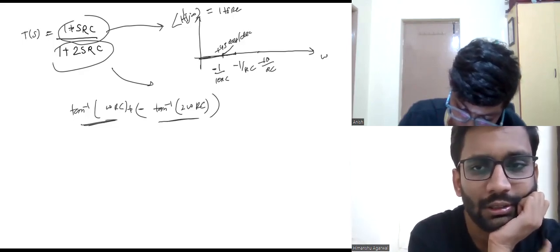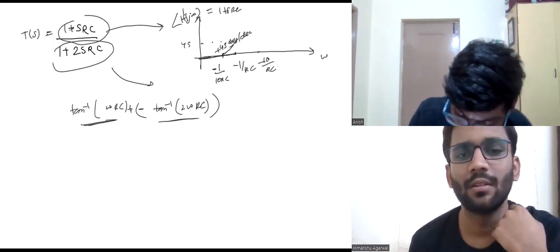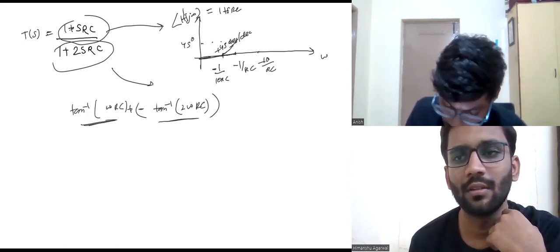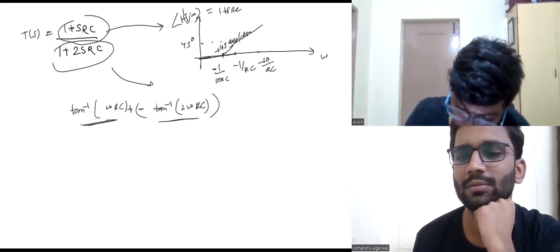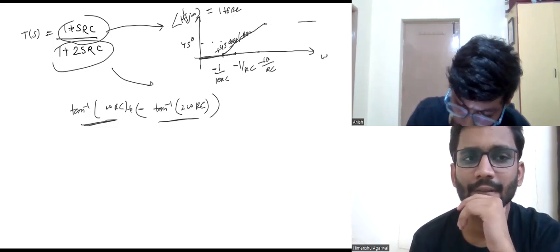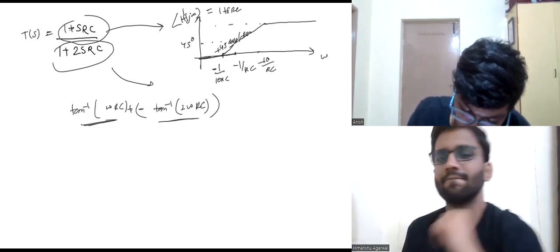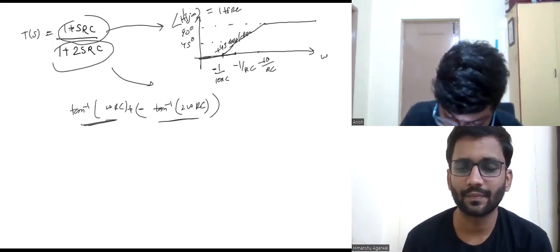Okay. Now at the corner frequency, we will have a phase of 45 degrees, right? And it will go on till 10 by RC. Then the slope will be 0, and it will saturate. Here the angle will be 90 degrees. Yeah, this is for the first case.